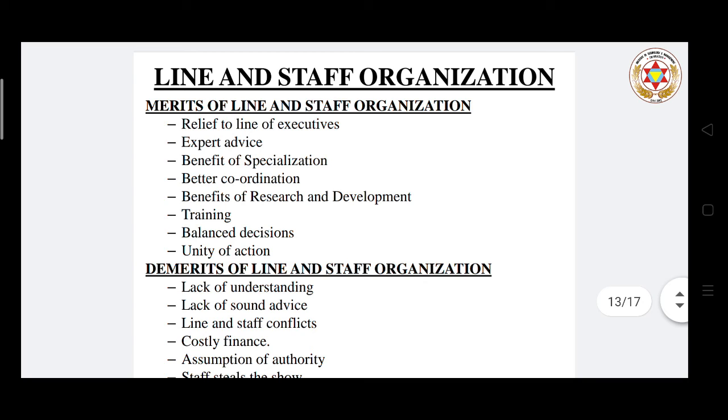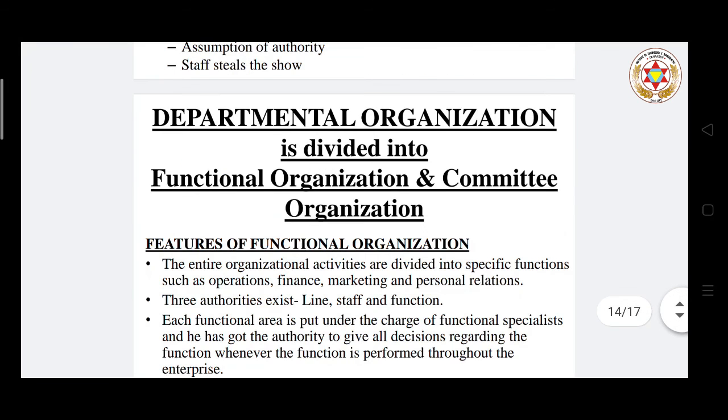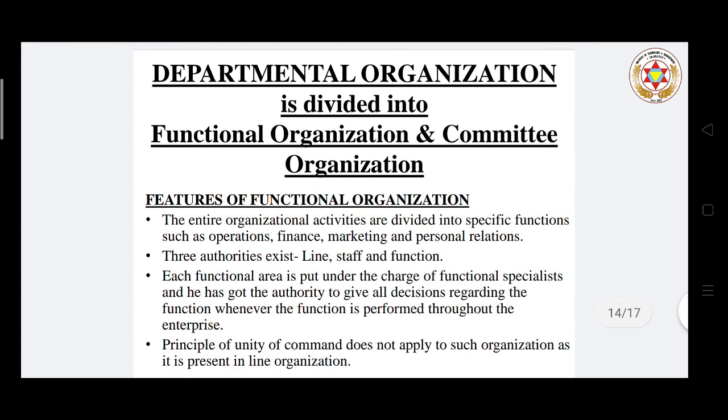The merits of line and staff is that it gives relief to the line executives, expert advice, benefit of specialization, coordination, better research and development, training, balance, decision, and unity of action. But it leads to demerits. There is lack of understanding between the staff and the line people. There could be lack of sound advice. There could be conflict. It involves cost, assumption of authority. The staff steals the show. Means they think that whatever the achievement is, it is due to their advice only.